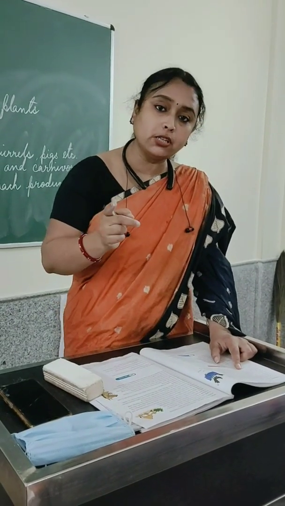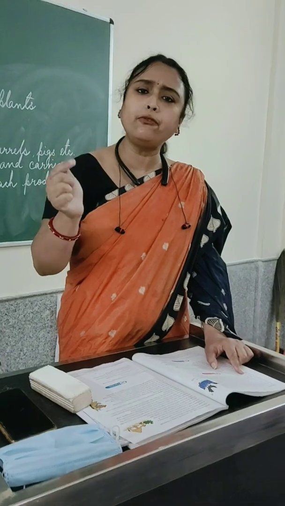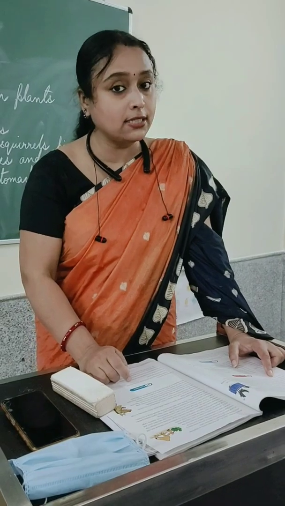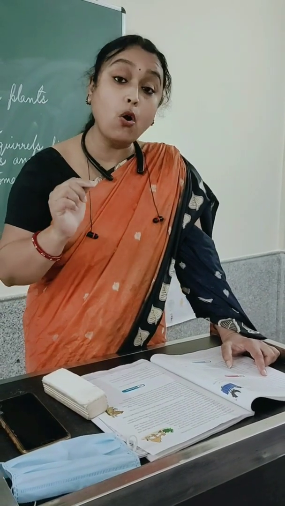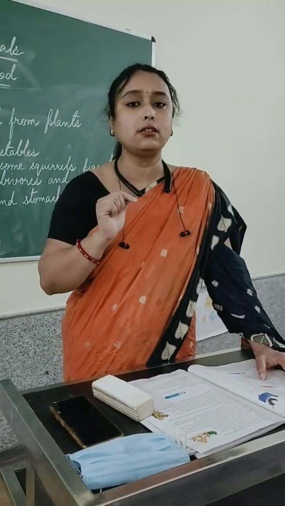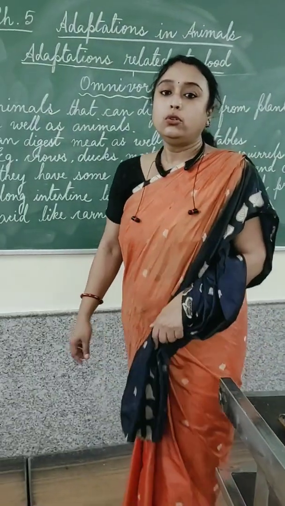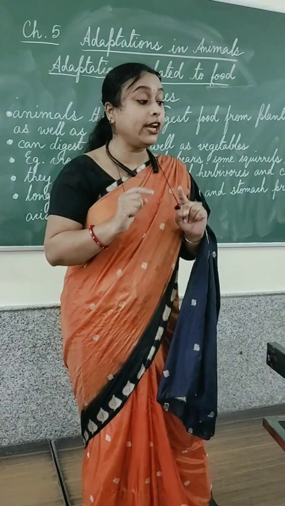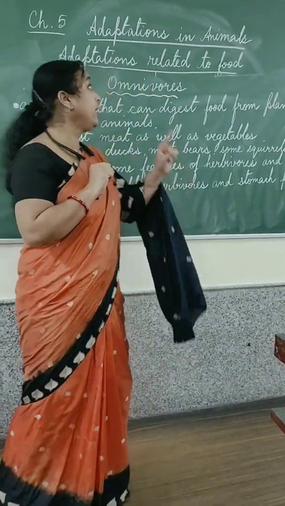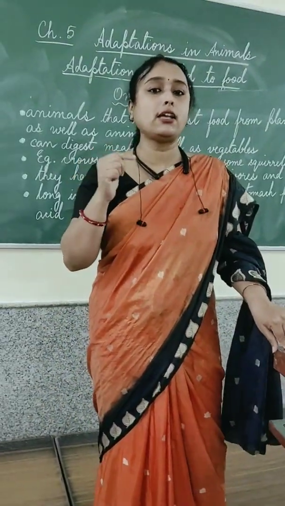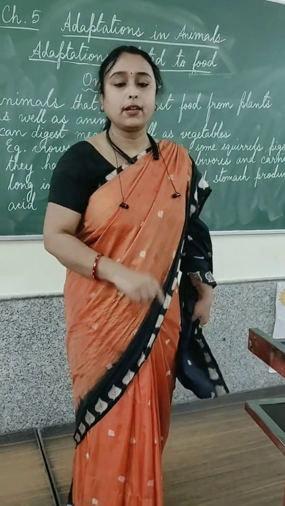Omnivores often have some features of herbivores and some features of carnivores too. For example, we have pointed canines and flat, large molars. We have a long intestine like herbivores and a stomach that produces a lot of acid like carnivores. Now children, I have taught you the three groups of animals: herbivores, carnivores and omnivores. You will read, and the chapter is also over. So you will read the chapter of adaptations in animals very thoroughly, and next day I will ask you questions related to this chapter. Thank you children.